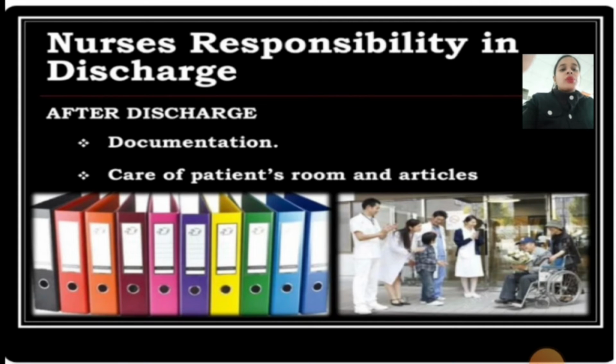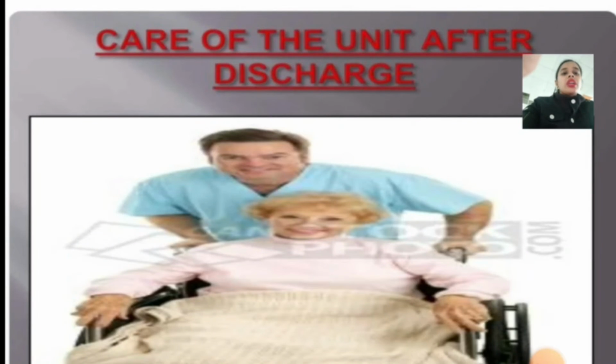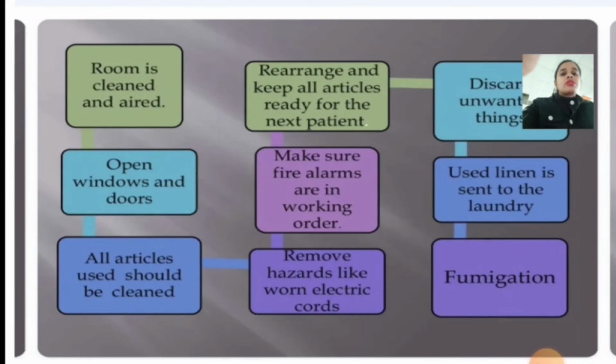Next one is care of patient unit and articles. Care of unit after discharge. First, the room is cleaned and aired, open the windows and doors, all articles used should be cleaned. After that, remove hazards like worn electrical cords, etc. Make sure fire alarms are in working order. Rearrange all articles ready for the next patient. Discard unwanted things from the unit. Used linen is sent to the laundry.